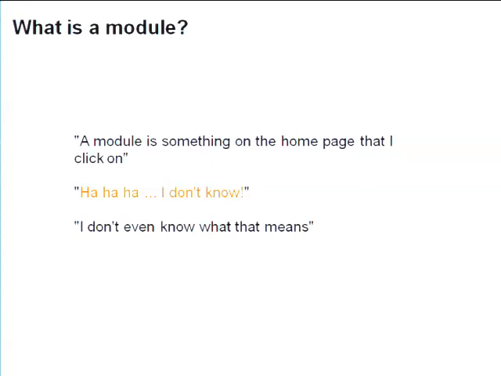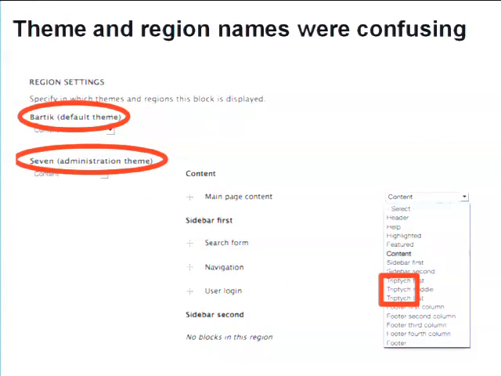So when people were struggling with it, we went in and asked them, what do you think a module is? And these are some of the answers we got. Something that goes on the homepage that you click on, so maybe a button. And then, I don't know, which is great. And then some people just said, I have no idea what that is. So expecting people to click on a link to find something specific when they don't even know the word in the link was also kind of problematic.